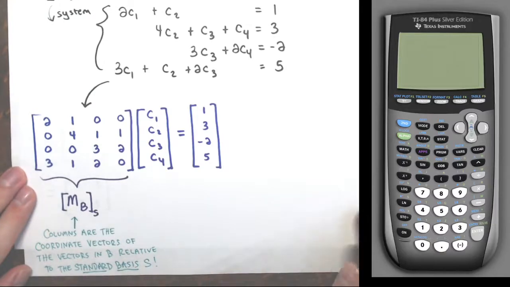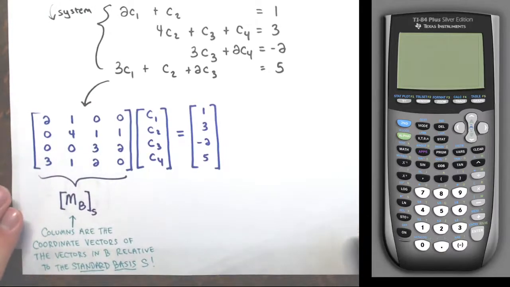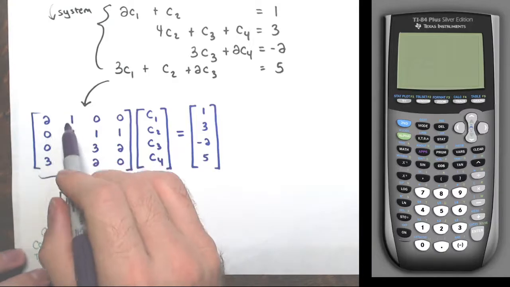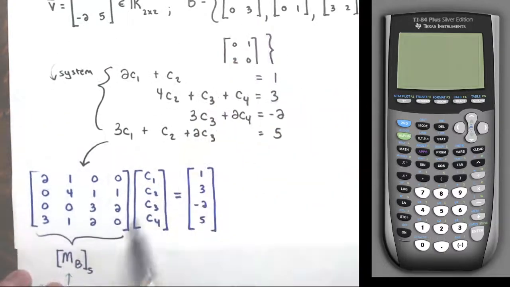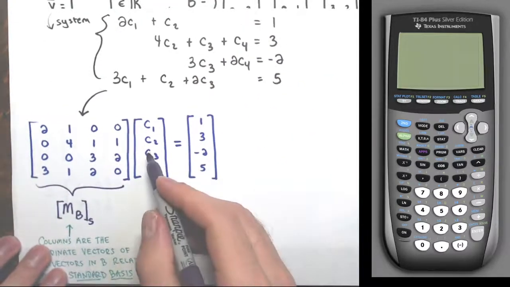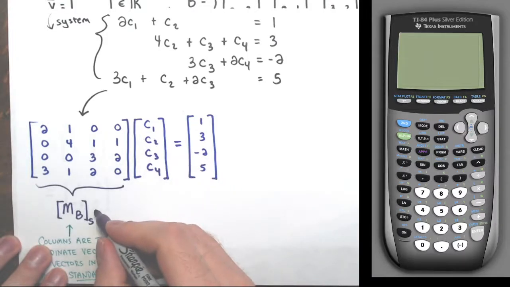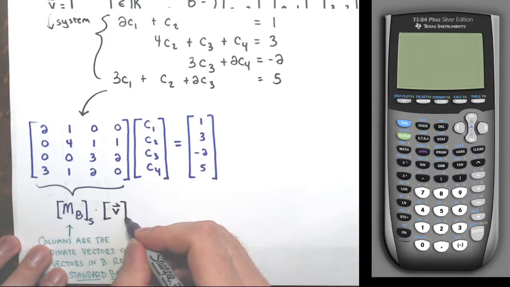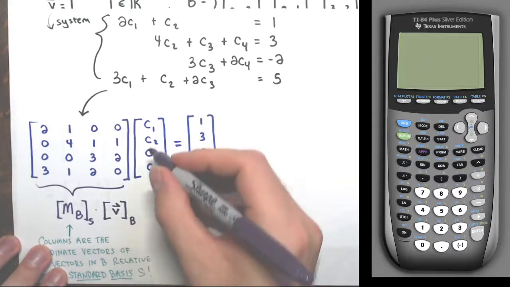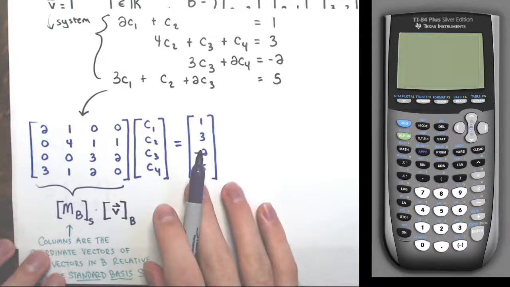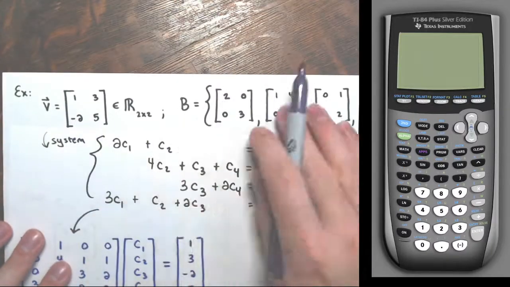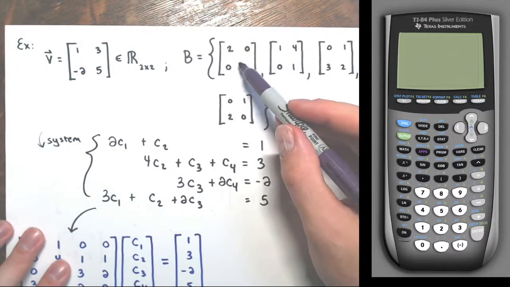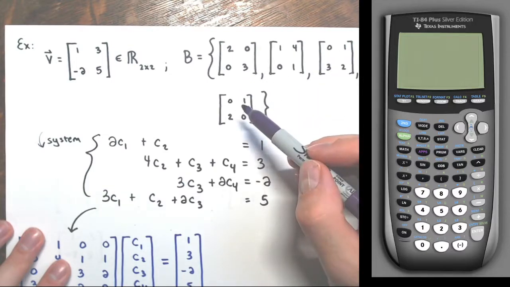And that's huge. So not just MB like I had earlier. These are all the coordinate vectors of the basis vectors with respect to the standard basis. Then C1, C2, C3, C4 is the coordinate vector for the vector V that we're looking at with respect to basis B. That's what we're trying to find. That's the coordinate vector for V with respect to this basis here: C1 of this, C2 of that, C3 of that, C4 of that.